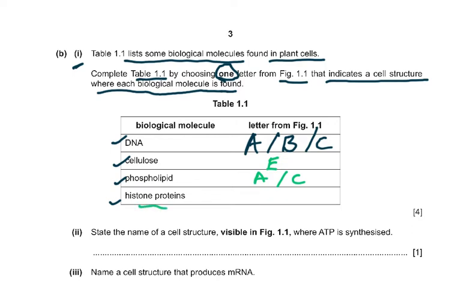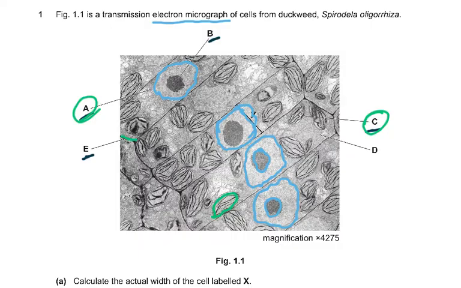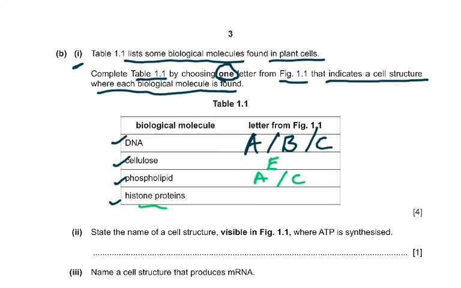Then we come to the last one, histone proteins. Now where were histone proteins present? Now histone proteins are present only in the nucleus. So histone proteins would either be in A or it would be in B. Because remember, the loop of DNA which is present in the chloroplast or the mitochondria does not have any histone proteins. And that's a very important point you need to remember. We might ask you that in the MCQ. So histone proteins were present in A or present in B.